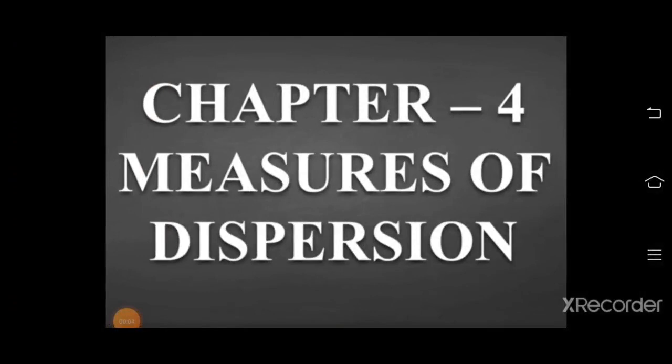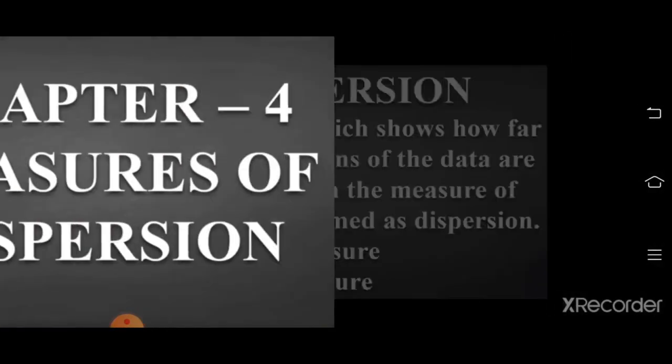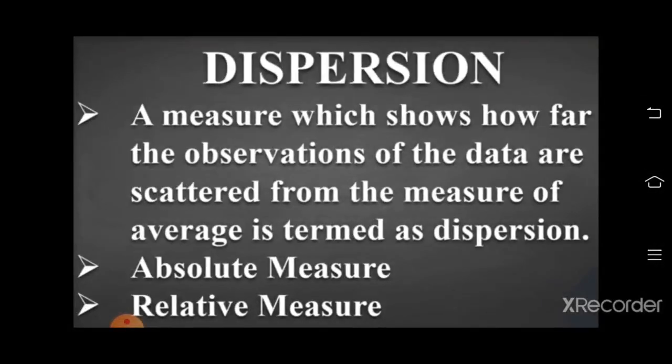Good morning, students. Today we are going to start chapter number 4, Measures of Dispersion. Dispersion: a measure which shows how far the observations of the data are scattered from the measure of average is termed dispersion. There are two methods. One is absolute measure, second one is relative measure.